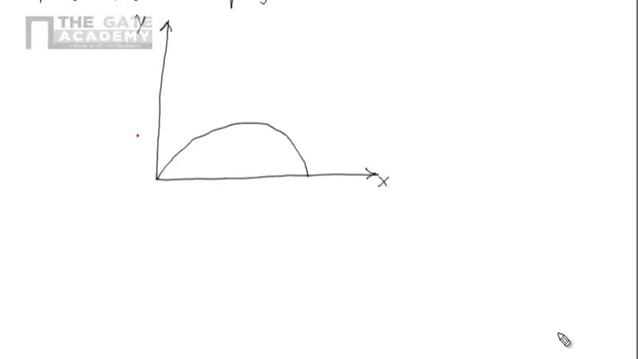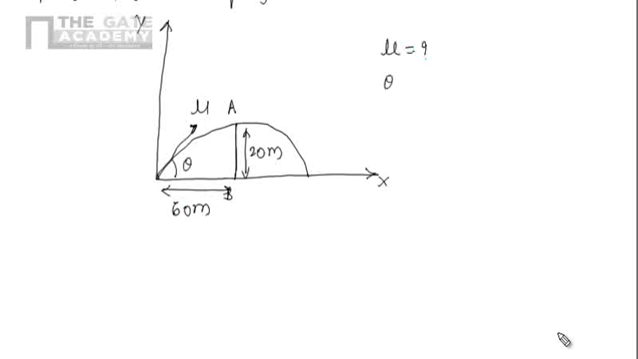Here a shell is required to project such that it will just cross the wall of the fort. This one is the fort AB, and the height of this fort is 20 meters. The distance from the gun is 60 meters, and we are interested in U and theta.